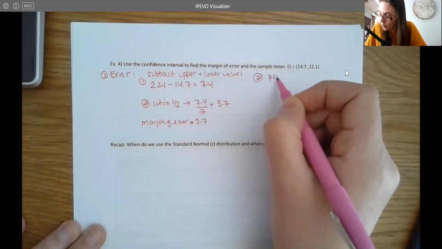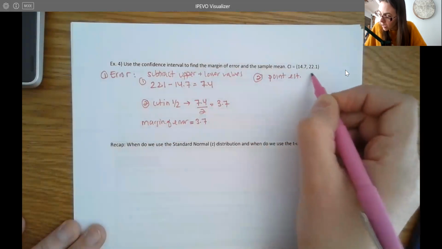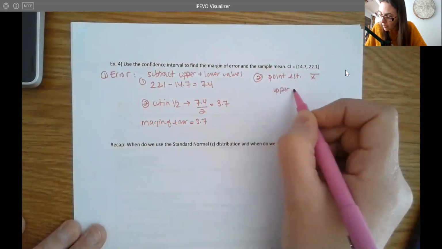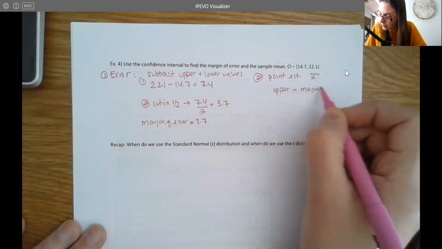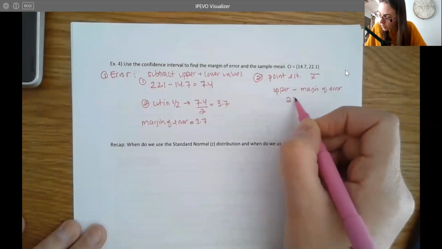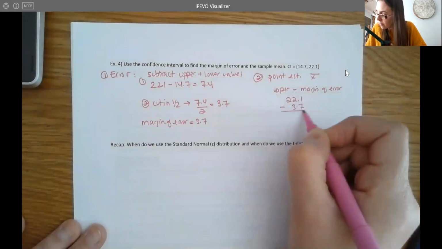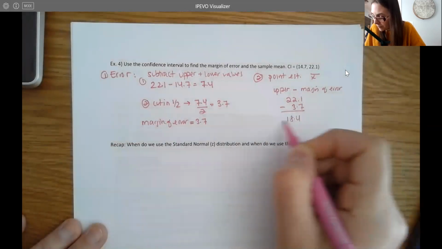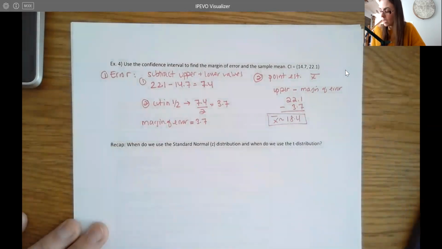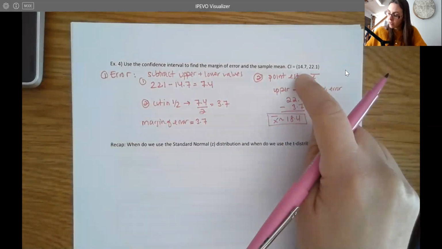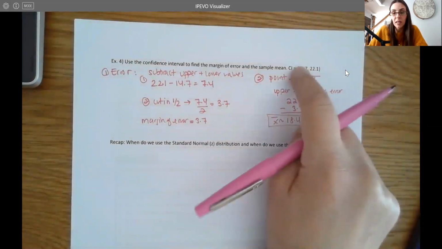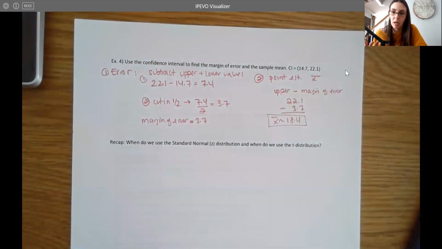So if you want to find your point estimate, which is your X bar here, one way you can do it is take the upper and subtract the margin of error. So I take that 22.1 and subtract that 3.7, and I get 18.4. You can also find it by taking the lower value and adding 3.7, you'll still get 18.4, or you can find the average between these two, which also gives you 18.4. So those are 3 ways that you can work backwards and find that point estimate.